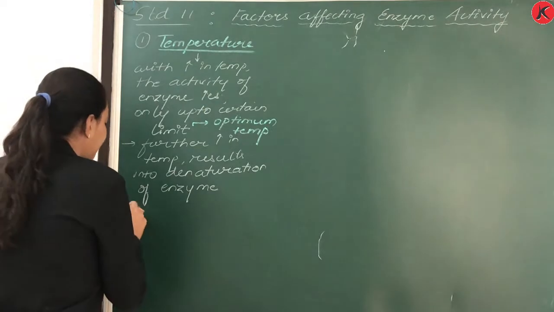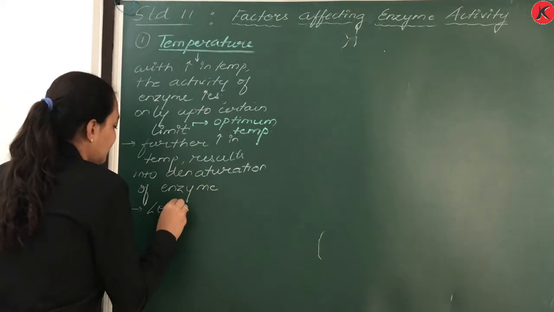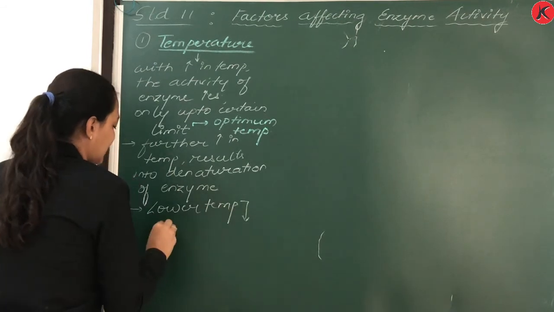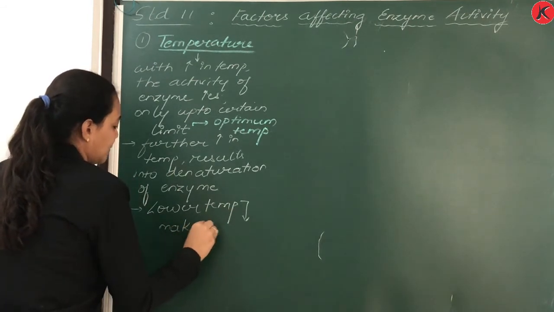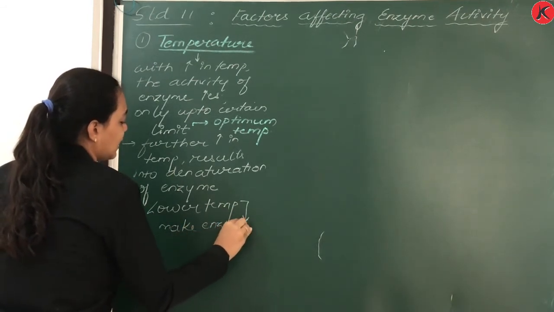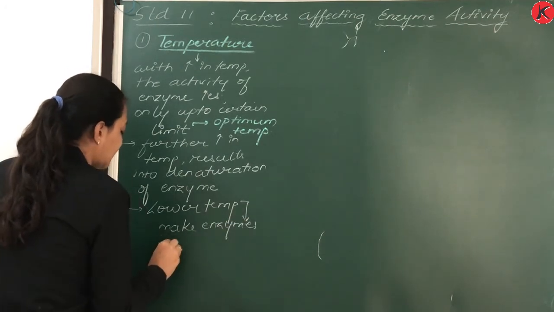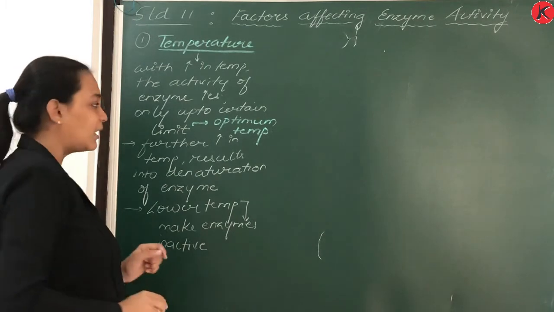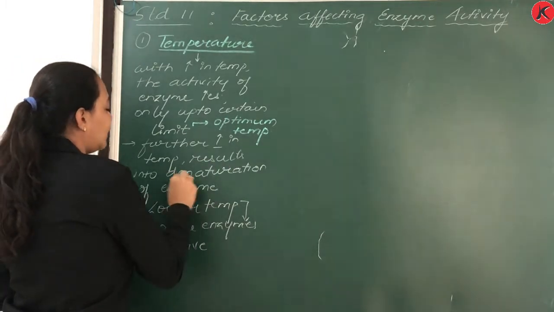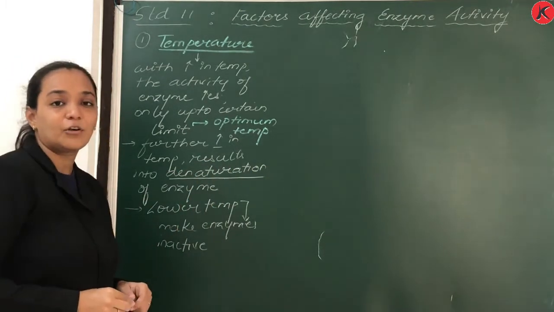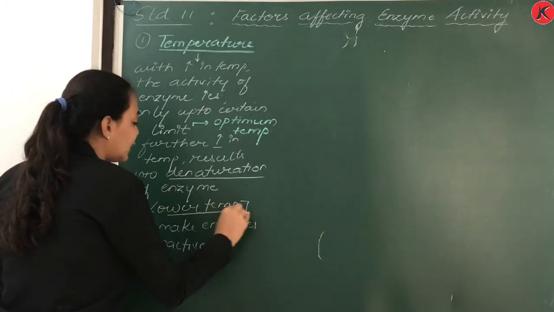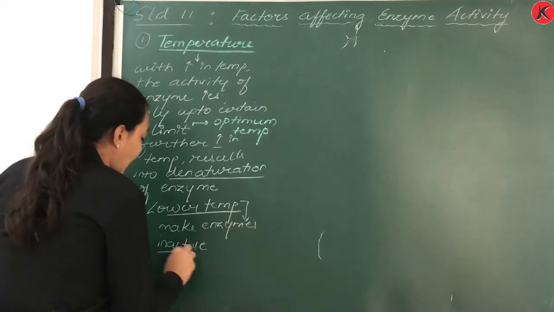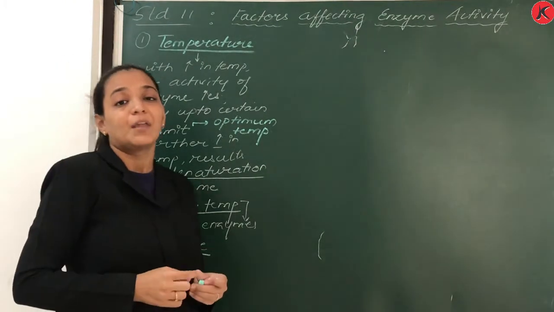At lower temperature will make enzyme inactive. मतलब अगर टेम्परेचर बढ़ा दिया है तो एंजाइम डीनेचर हो जाएगा, राइट? राइज इन टेम्परेचर तो एंजाइम डीनेचर हो जाएगा. पर अगर टेम्परेचर बहुत ही कम कर दिया है, very low temperature, then what is going to happen? The enzyme is going to be inactive.